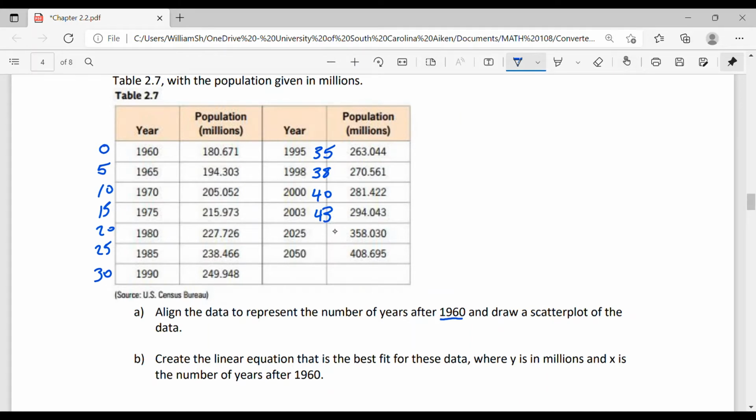So 2025, because we had a jump here between 43 here, the 2003 to the 2025. That 2025 is going to represent year 65. And then that 2050 is going to represent year 90. I want to make sure we get this right. So got all this done here. We're going to create that linear equation that's the best fit for the data. Going to go over and do the scatter plot and everything with it on the calculator. So I will see you over there in just a second.